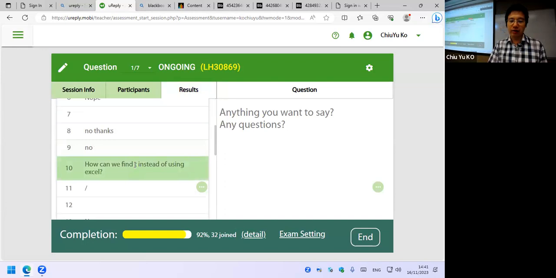How can we find T instead of Excel? Actually, most likely we use Excel to do our work. We just use the T table because of our class, right? I'm pretty sure I don't ask. Yeah, let me check with the TA again. I would not ask the p-value.